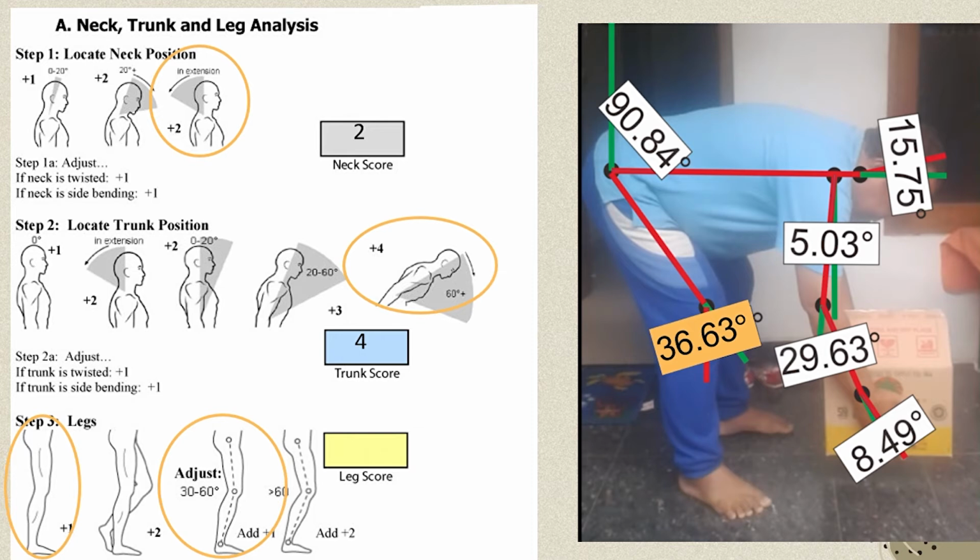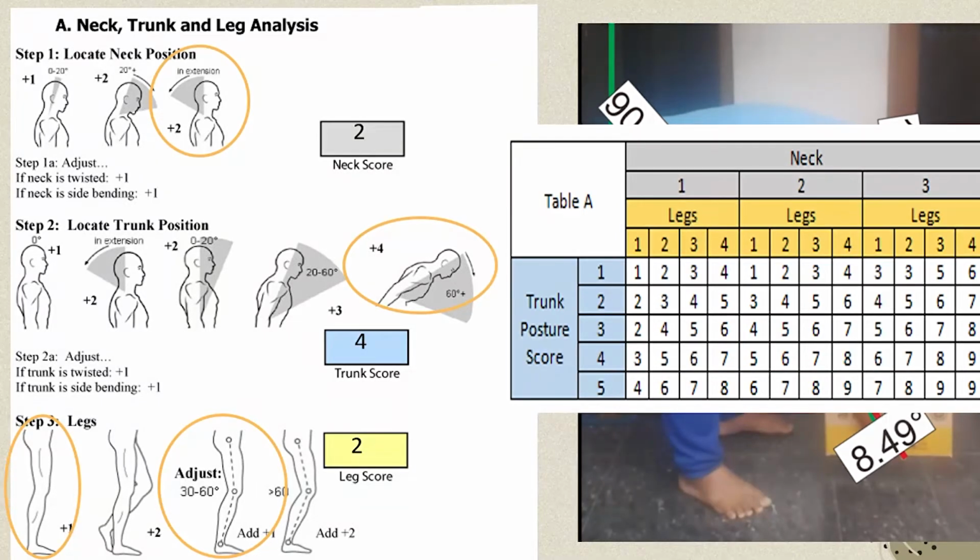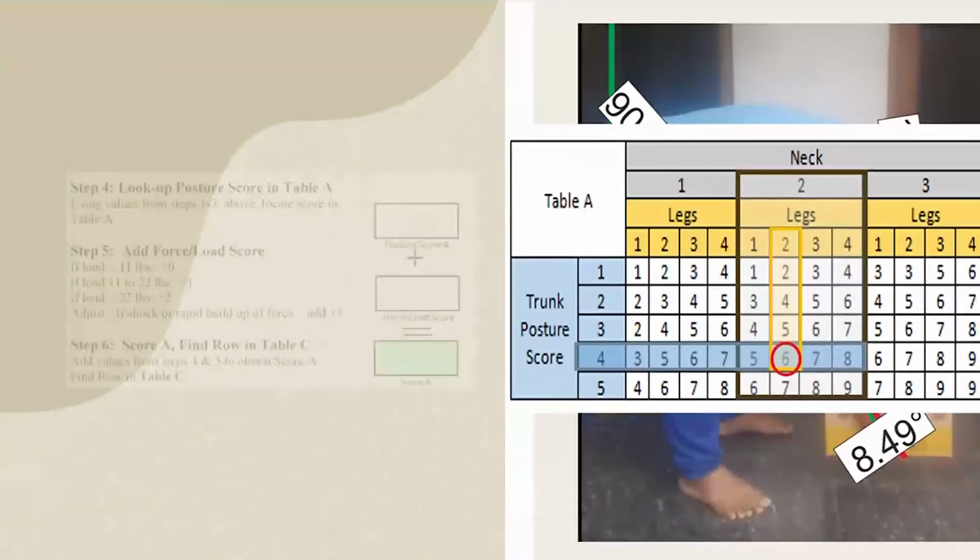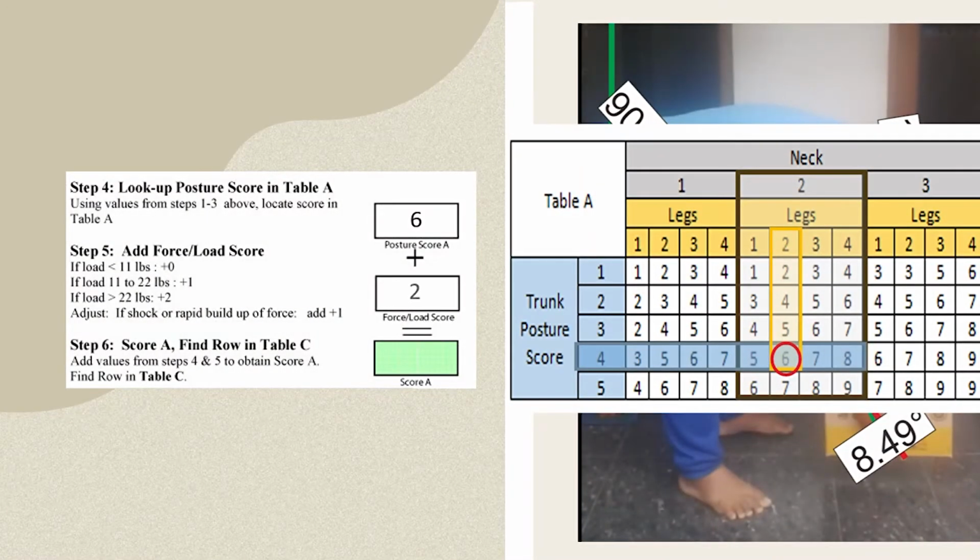After getting a score from all segments of the body in posture A, then look for the total score using the table. After getting the total score from the table, the score is added with the load score, where the load score is adjusted to the weight of the load lifted, and will be obtained the final score of posture A.